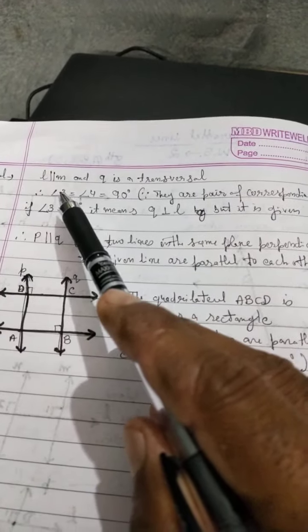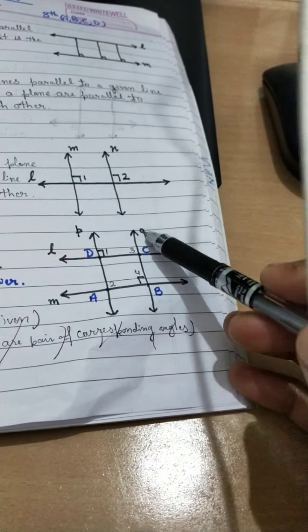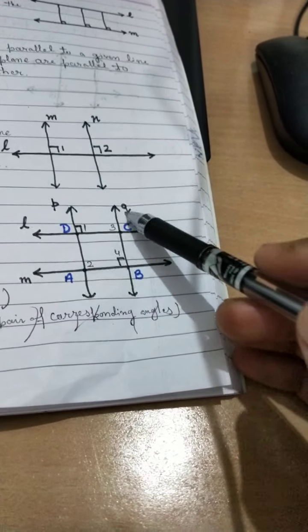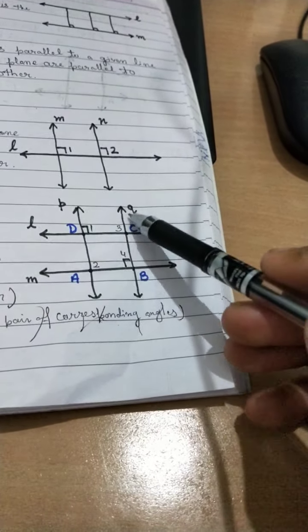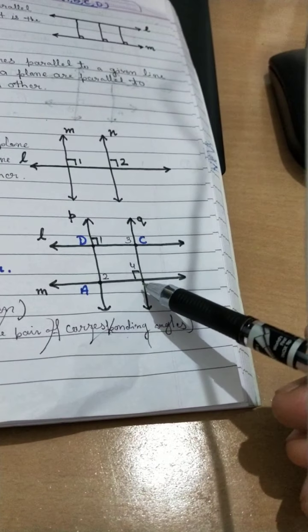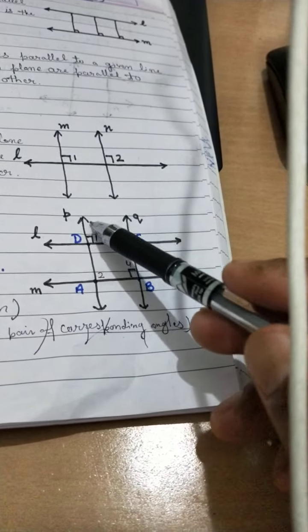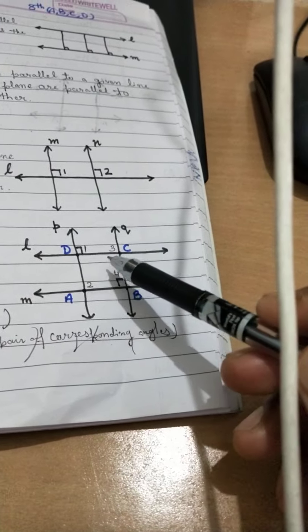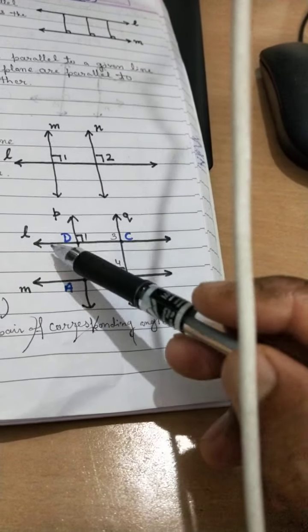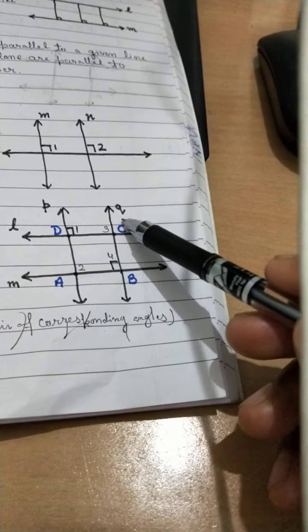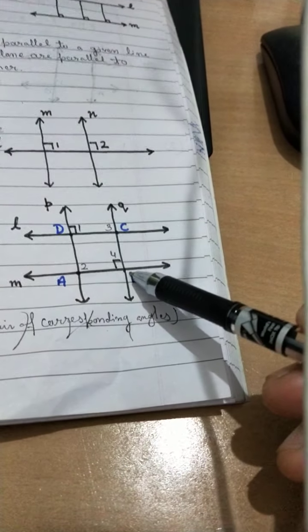Solution. L parallel to M and Q is a transversal, and it is given that Q is perpendicular to M. First we have to find that Q is also perpendicular to L. It is given that P is perpendicular to L. Now how can we find that Q is perpendicular to L? Because Q is perpendicular to M.